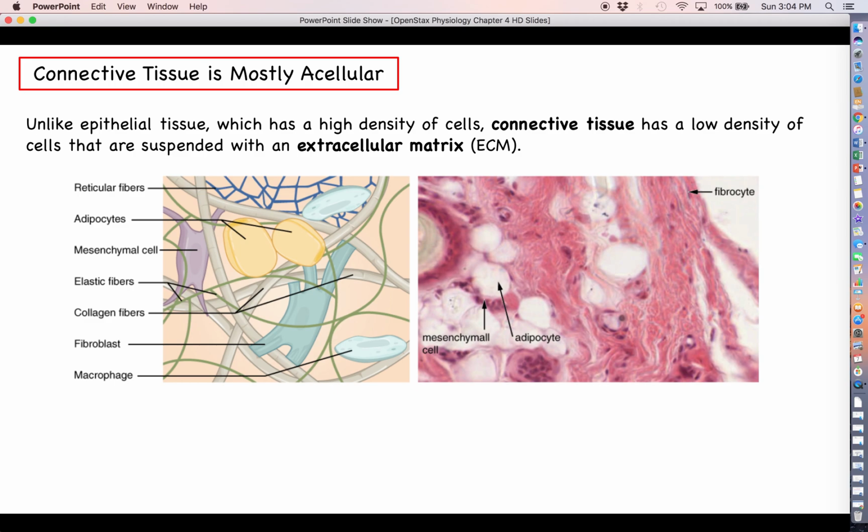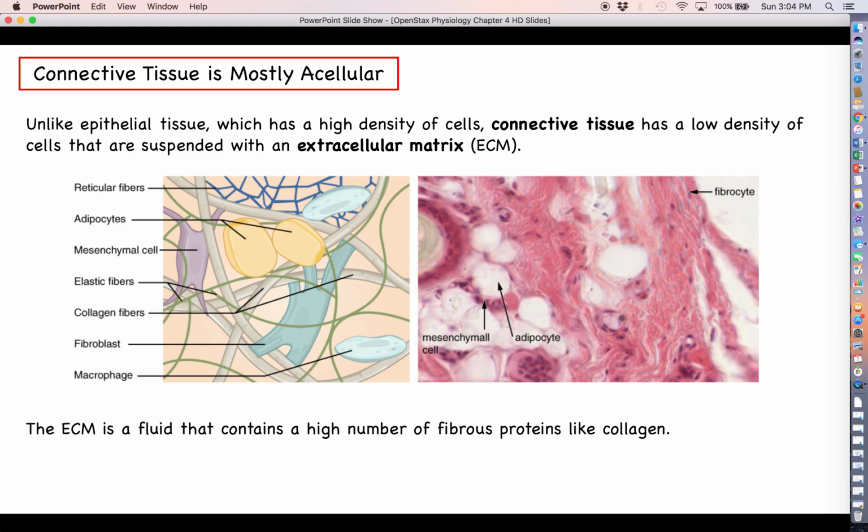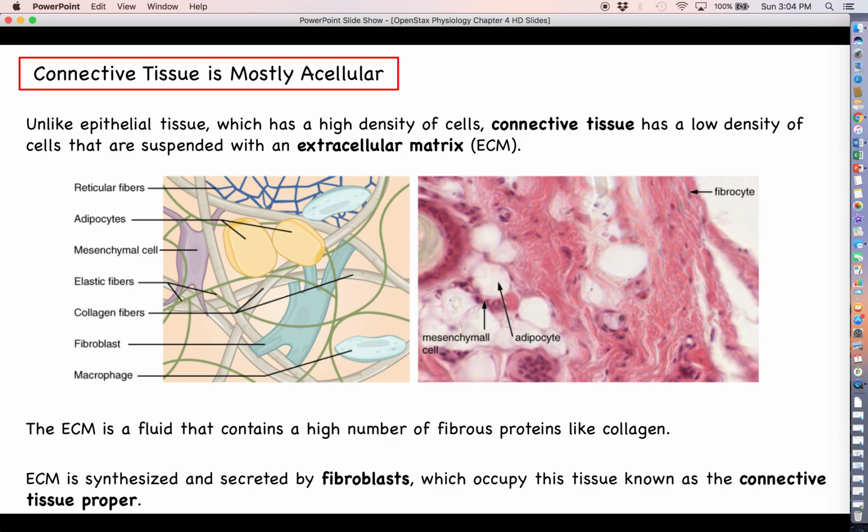Most of connective tissue is actually made up of a substance called extracellular matrix. Extracellular matrix is a combination of interstitial fluid with a lot of fibrous proteins like collagen and keratin and things of that nature. So most of connective tissue does not actually contain any cells. Most of it is this extracellular matrix material. Extracellular matrix is synthesized and secreted by one particular type of cell within connective tissue called fibroblasts. You can see one in a picture right here.